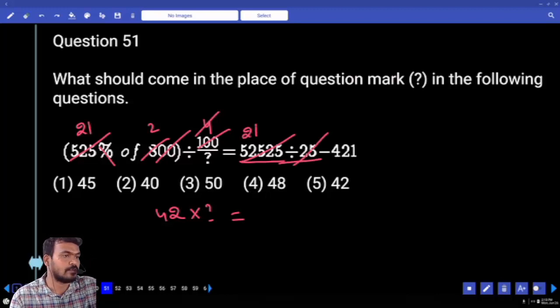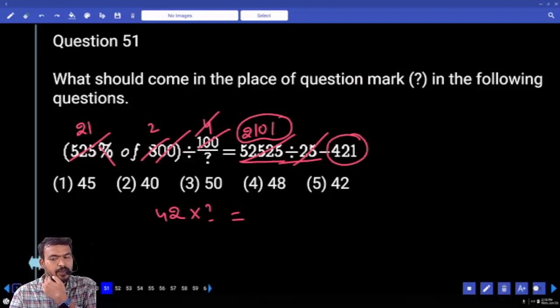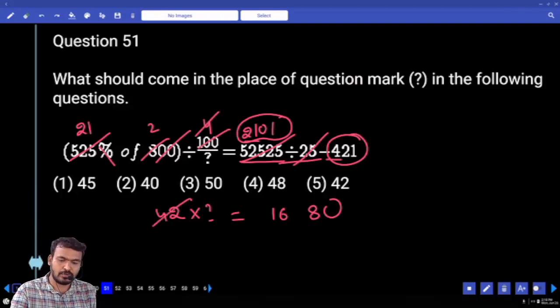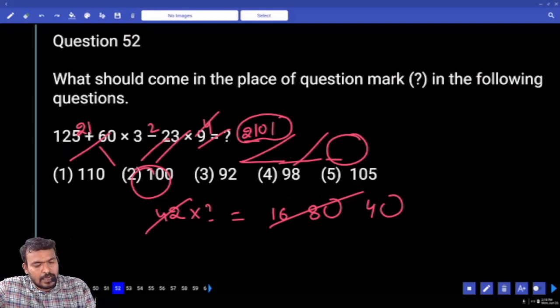25 21 how much? 25 21 times 525 means we return 0 again 1 or not? Okay, that will be 2101 minus how much? 421. First of all 101 minus 421, 80 or not? Next 2000 minus 400, 1600 or not? 1680. 42 how many times? 40 times or not? Which option? Second option or not? Next question number 52.